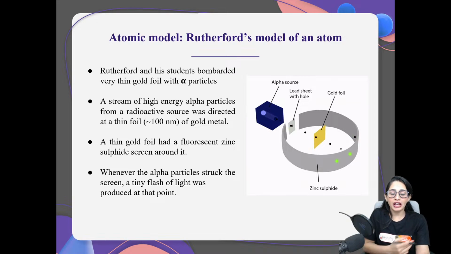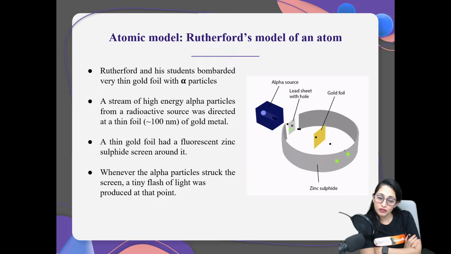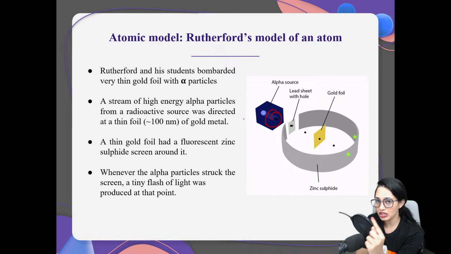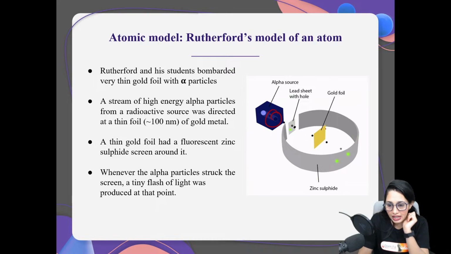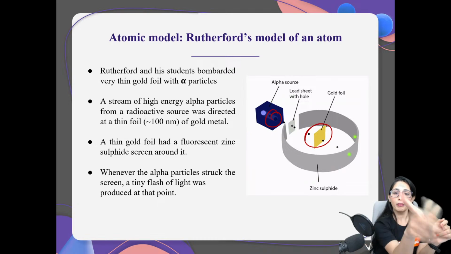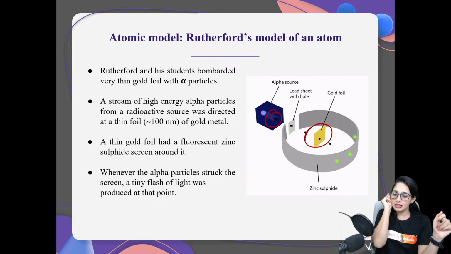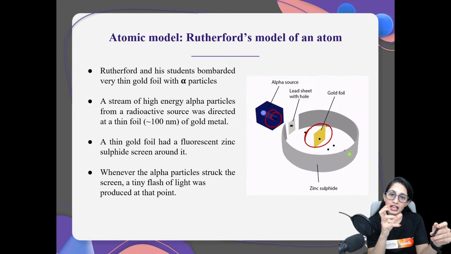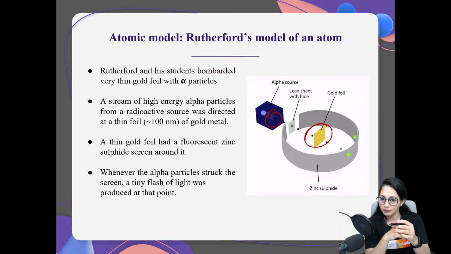A stream of high energy alpha particles from a radioactive source was directed at a thin foil of gold metal. See, this is the lead block inside which there is a radioactive element through which the radiations are going to come out in the form of alpha particles, helium nuclei. So this is the gold foil, and the helium nuclei are bombarded towards that, just like when you throw cricket balls towards the batsman, or towards a wall.